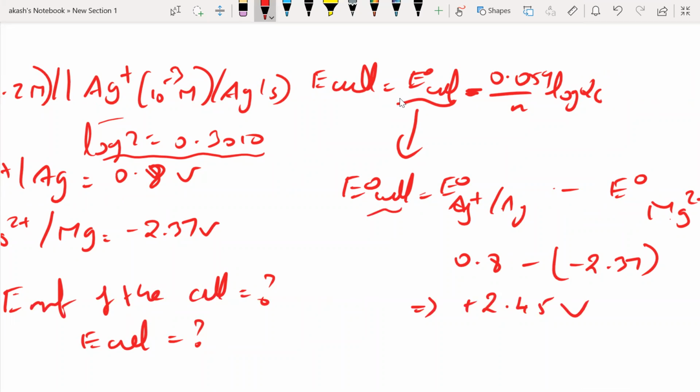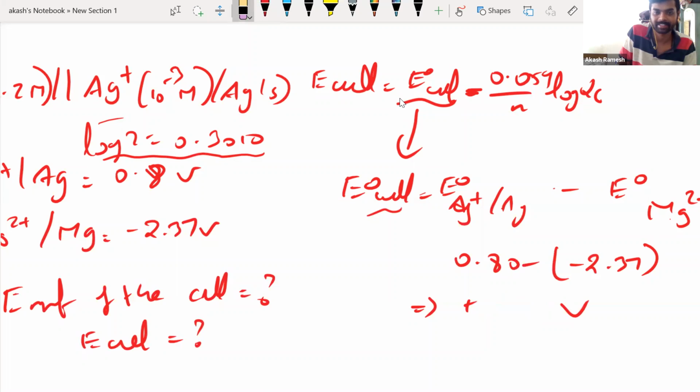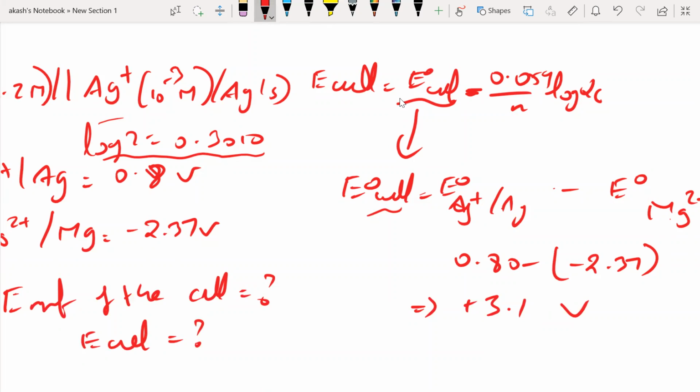Sir, 0.8 is 0.80, no, sir? Oh, I'm sorry. Yes, correct. Thank you for correcting me. So it's 3.17 volts. Okay, fine. So we got the E naught cell value as 3.17 volts.